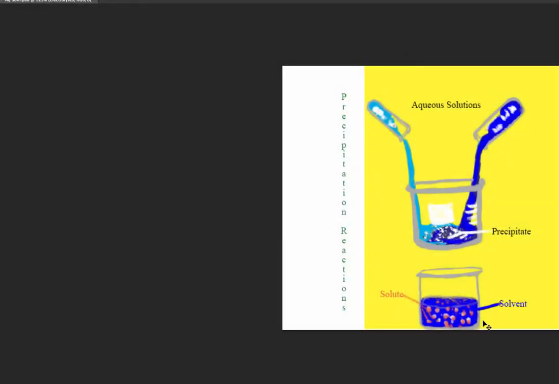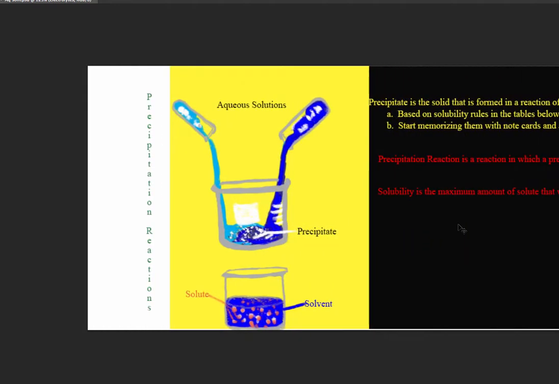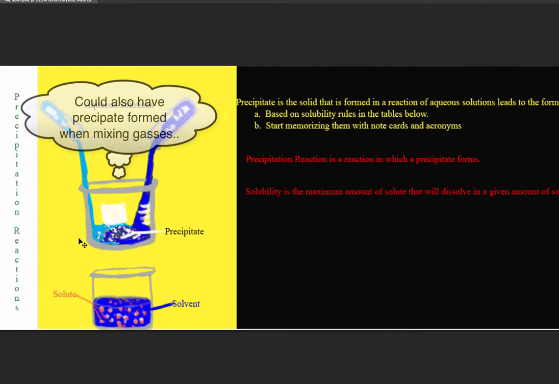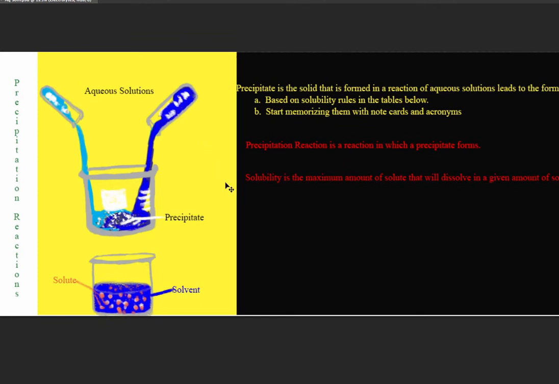Today we're going to be looking at the concepts of precipitation reactions and aqueous solutions and give an introduction to solubility. So, what is a precipitation reaction in general? Well, if I take two aqueous solutions and mix them together, I could form what's called a precipitate. It is the solid that is formed when we combine the aqueous solutions.